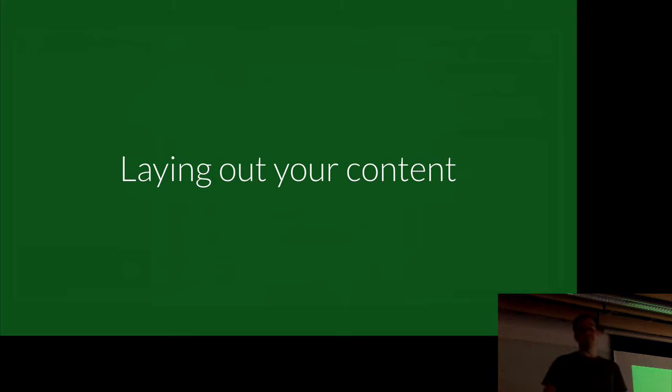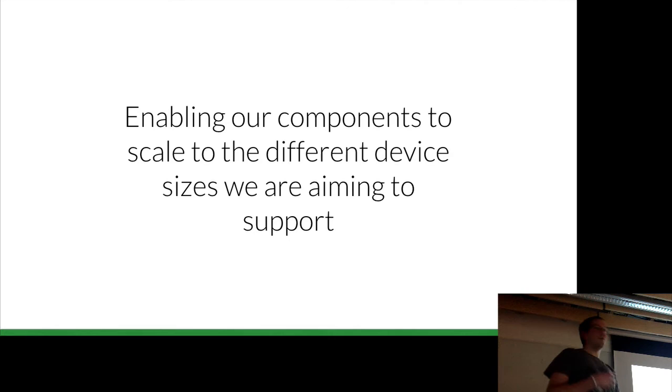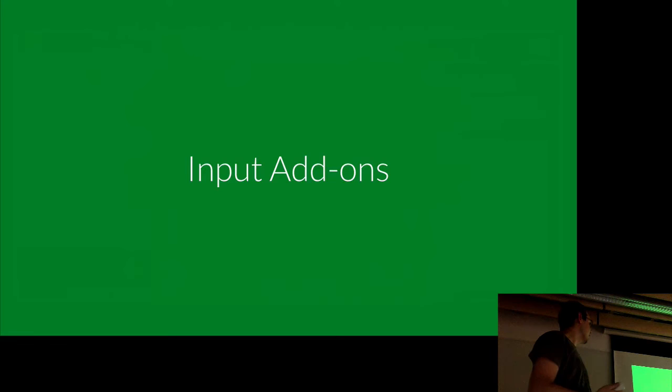So having prioritized our content and considered how to ensure it was responsive, we now need to look at how we lay out our site. Responsive design has led to us building our components to be fluid, enabling them to scale to different device sizes that we're able to support. We want to support a 320 pixel width iPhone 4 to a huge IMAX screen. But until recently, we've only been able to do this by resorting to hacks. So let's have a look at a few ways that we can do this using Flexbox.